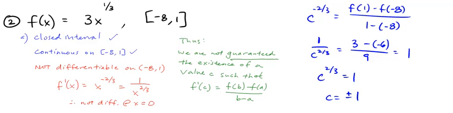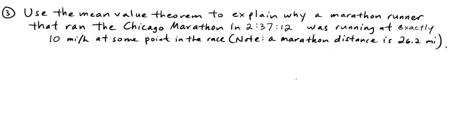Alright, finally, let's take a look at a realistic example. So suppose we have this situation here where we have a person running the Chicago Marathon at a time of 2 hours, 37 minutes, and 12 seconds. We want to show that at some point during the race they ran exactly 10 miles per hour.